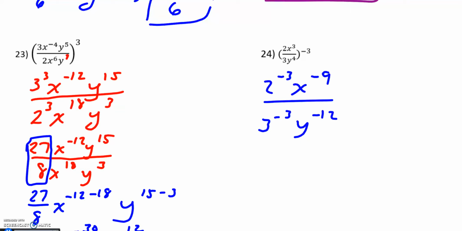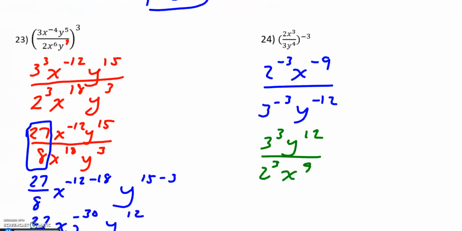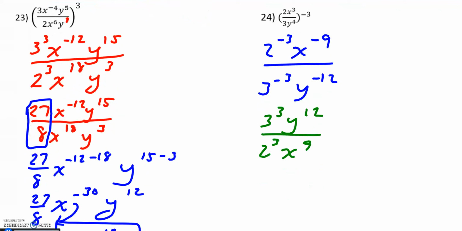We left off with number 24, and the last thing I did in video 2 was raise everything in here to the third power, or to the negative third. I noticed that because all 4 of these bases have negative exponents, they all have to flip. So these two would end up in the numerator as 3 to the third y to the 12th, and these two would end up in the denominator as 2 to the third x to the 9th. I love when it flips, everything becomes positive.